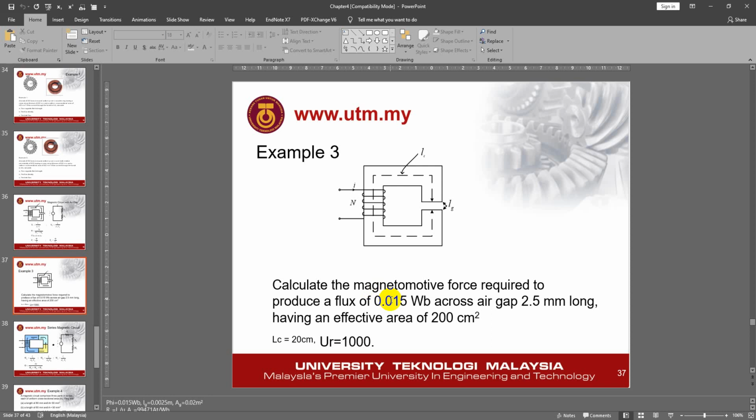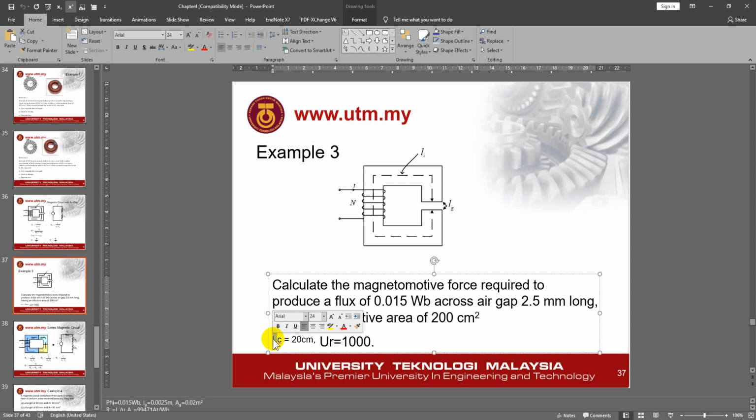Okay, across the air gap. So the flux at the air gap has an effective area of 200 cm squared, and the length of the core, LC, this one should be small capital, is 200, and mu R is 1000. Mu R is for this core, not the air. Air is always 1.